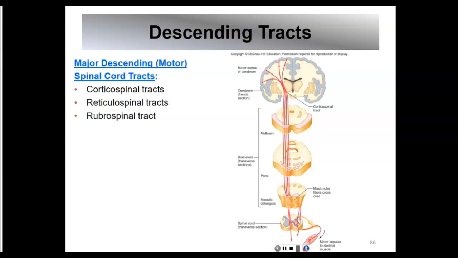Reticulospinal tracts is the next one, and they are going to be important for muscle tone, as well as sweat gland activity. Rubrospinal tract, again, is going to help with coordinating muscle activity. So that would probably be enough to know for those. The pictures are just kind of showing you their path and where they end up, and showing you that at certain areas they're going to cross. You don't need to know it to that level, but it's just giving you a visual.